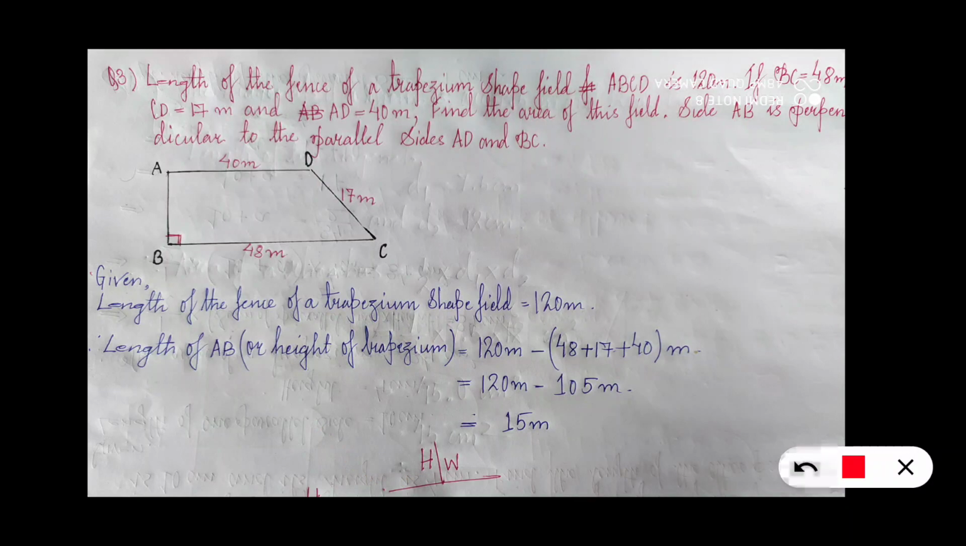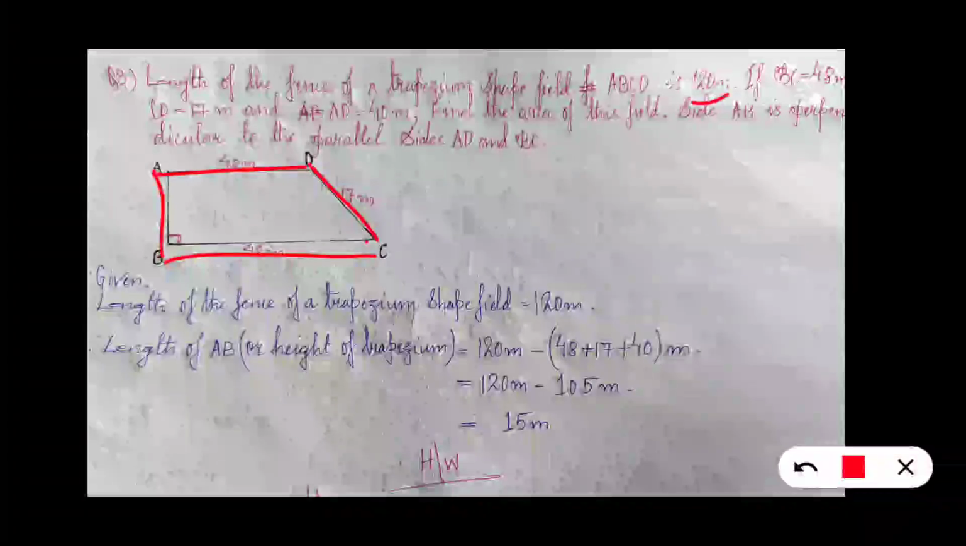Let's read the question. Length of the fence of a trapezium shaped field is 120 meter. This is a right angle trapezium because one of the sides is 90 degrees. So this is called the right angle trapezium. Total length of the fence is 120, means if you add all the sides, or I can say the perimeter of this trapezium is 120 meter.